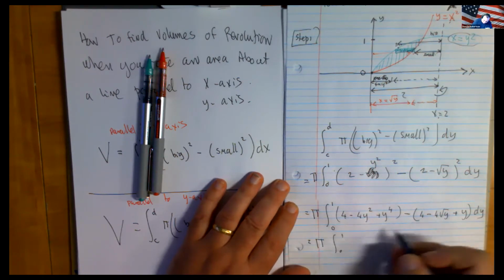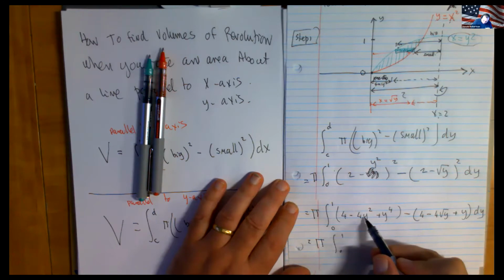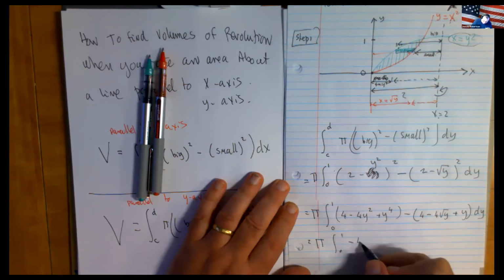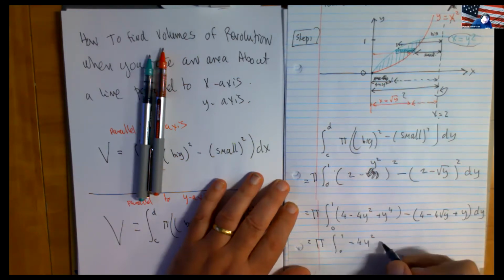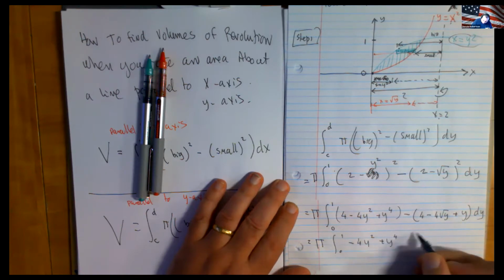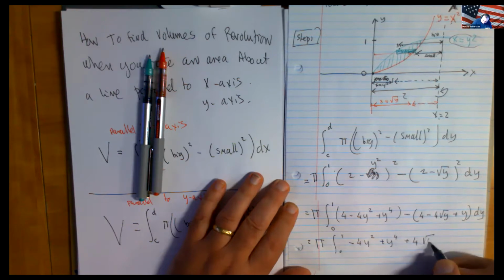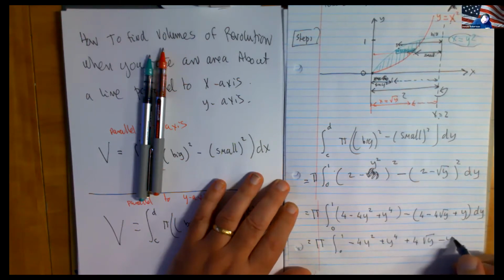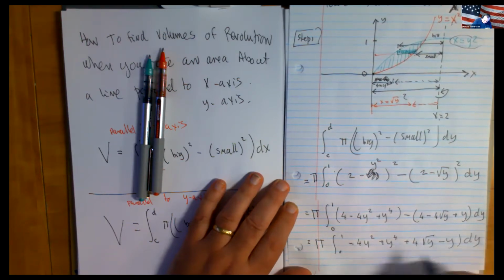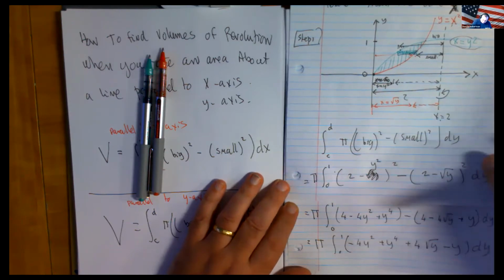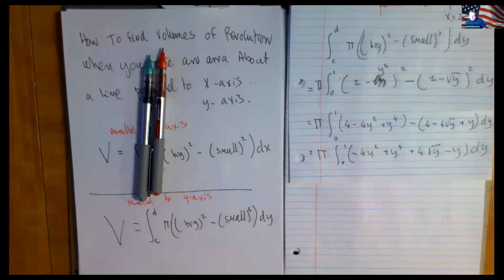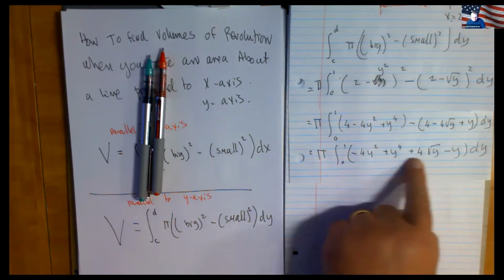4, take away all this. 4, take away 4, gone. What do I have? I have a negative 4y squared. I have a plus y to the 4. Subtract that, negative gets you plus 4 square root of y's, and subtract that gets me negative y. So we finally got to this point here, where the volume of that shape would be this guy here.